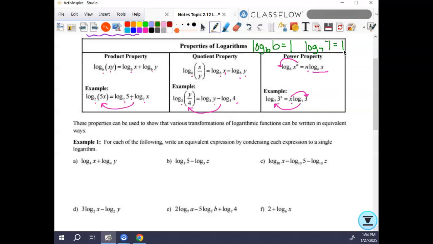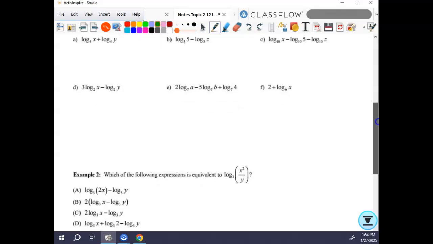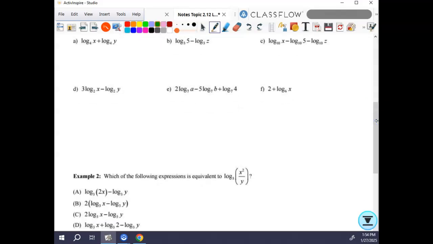All right, so we can use these properties to show various transformations. That's what we're going to connect this to. But first, we're going to condense some. Our instructions say, write the equivalent expression by condensing each expression to a single logarithm. So let's see. I've got two logs. You always check. Okay, we've got the same base. That's good. So that's going to give me a single log that's base 4. And since these two logs are being added, I multiply those two arguments like this.